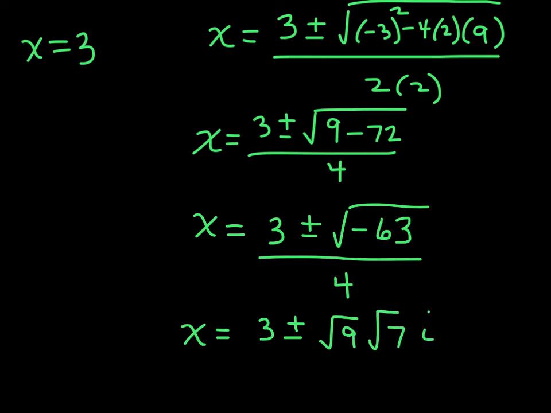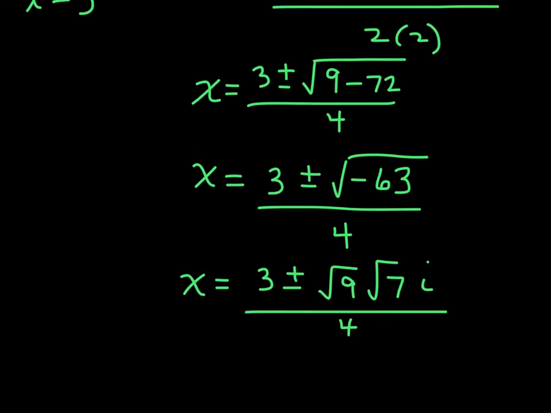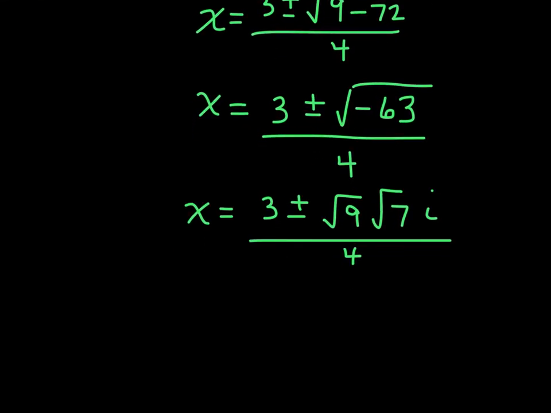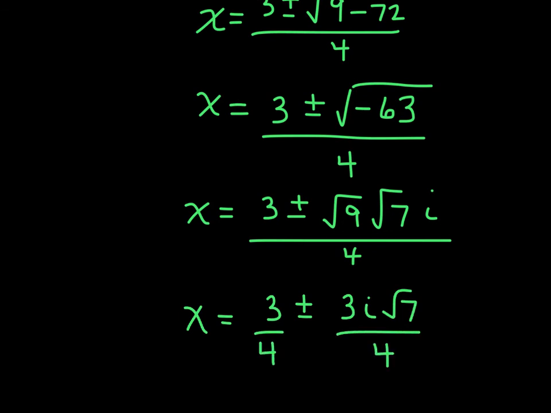You have an i because the expression underneath the radical, it's called the radicand, is negative. And then the denominator is 4. So then these complex solutions are 3 plus or minus 3i root 7 over 4. And I'm going to write each term over 4 like that. Okay, that's called standard form for a complex number. All right, so we have found all 3 of our zeros.